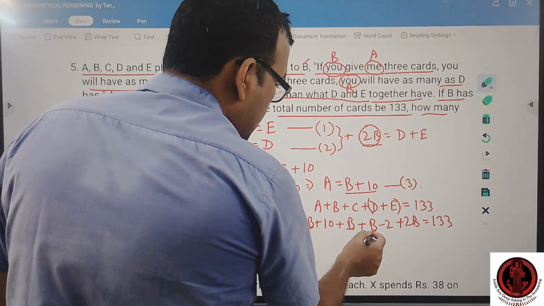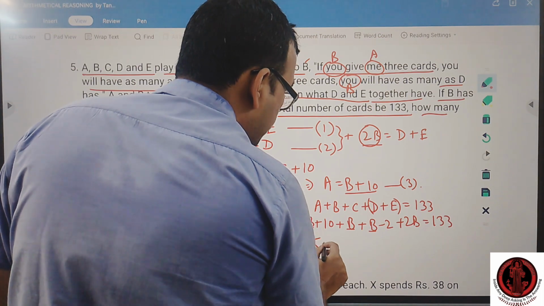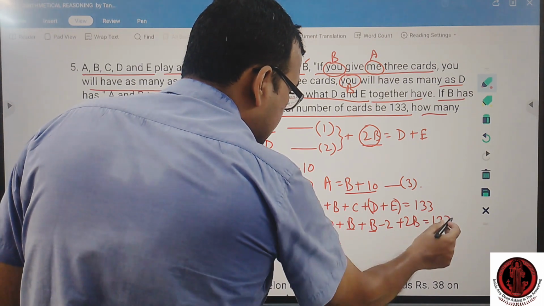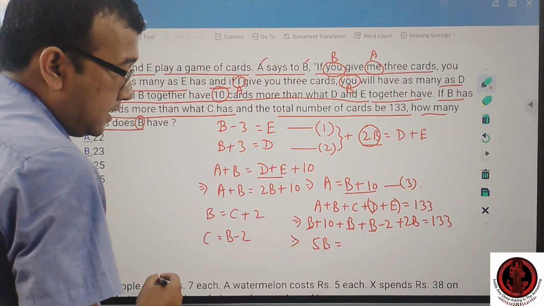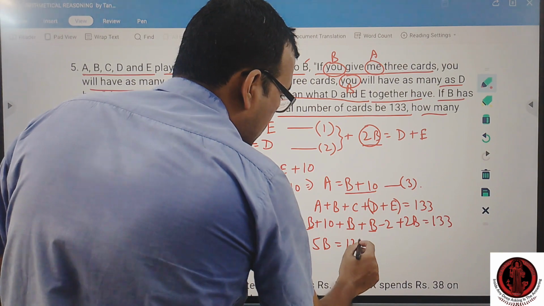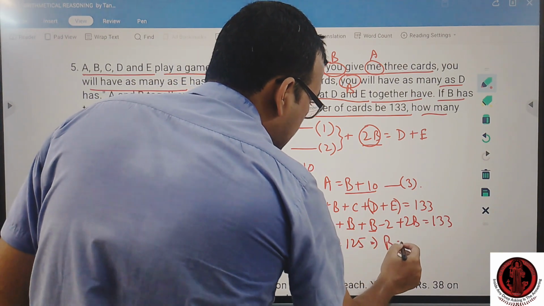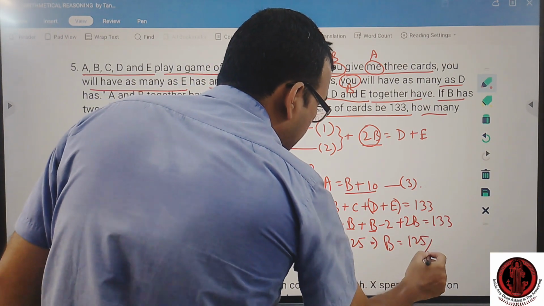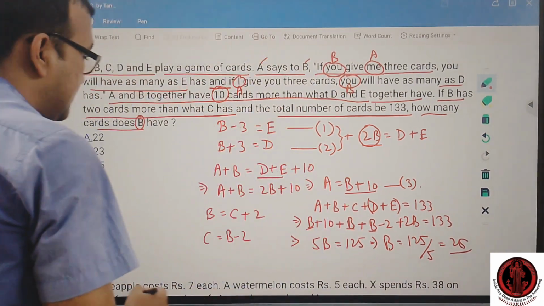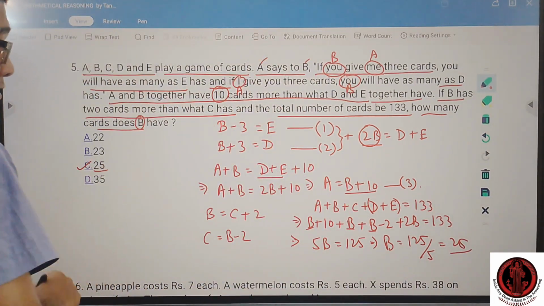Now 3B plus 2B, that is 5B. 133 minus 10, that is 123 plus 2, 125. So B is how much? 125 by 5. So the answer is 25. Option C is the answer.